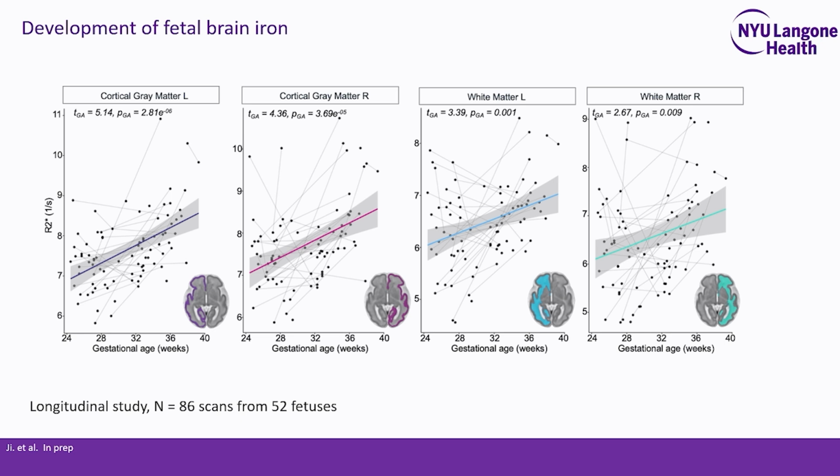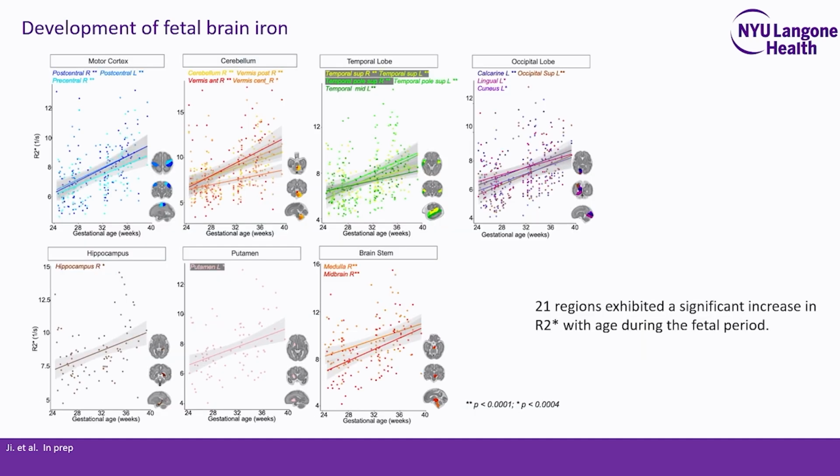The final sample includes a longitudinal data set, 86 fetal scans from 52 fetuses. And we do see a significant increase of iron across age in all tissue segments, including white matter, gray matter, left hemisphere, and right hemisphere. And in our regional level analysis, we see 21 regions exhibiting a significant increase in R2 star with age during this fetal period.